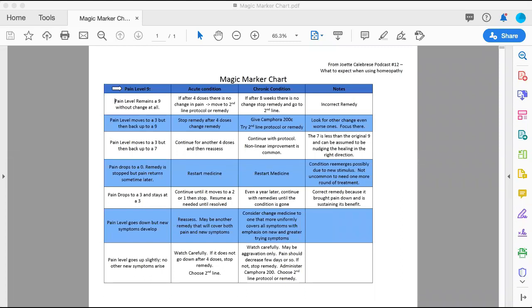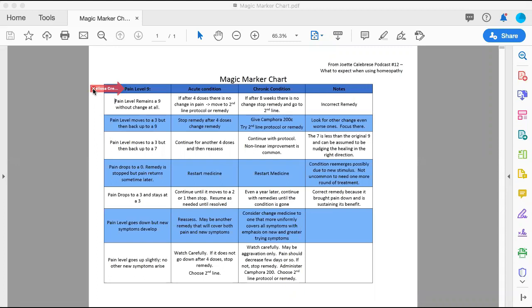So you can plug anything into right here where it says pain. It doesn't have to be pain. Again, it can be cold, cough, flu, vomiting, diarrhea, anything else that you're dealing with, anxiety, depression. So while you're trying to work through this thing, and when we're looking at this magic marker chart, we're just using pain as an example. So we're going to, as an example, start with pain level 9.